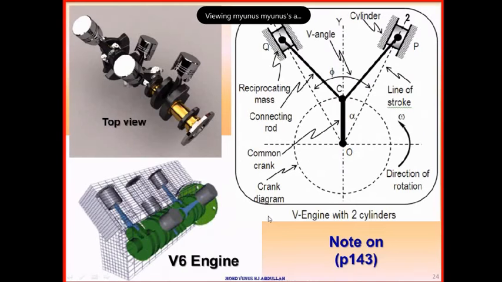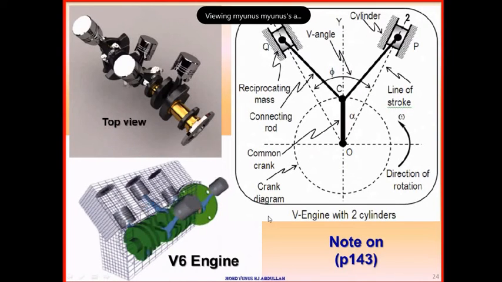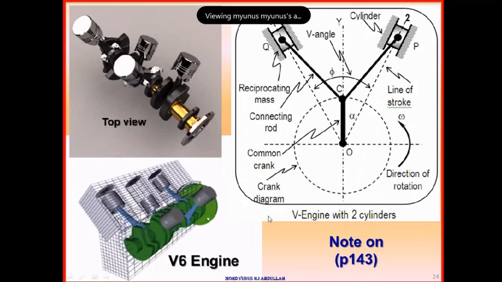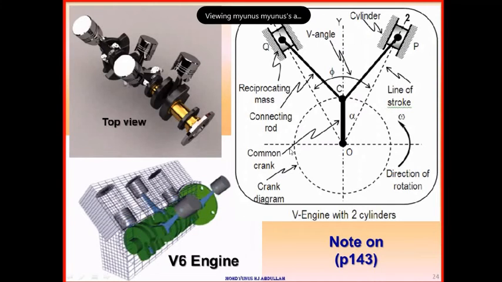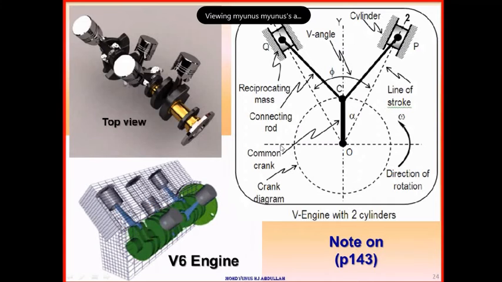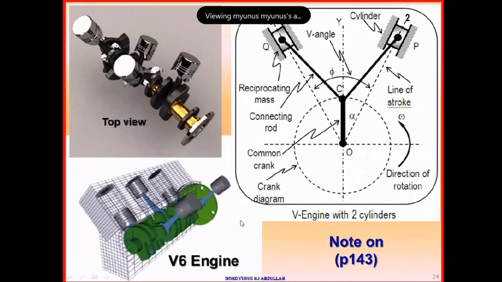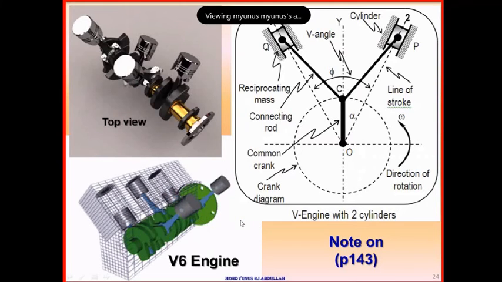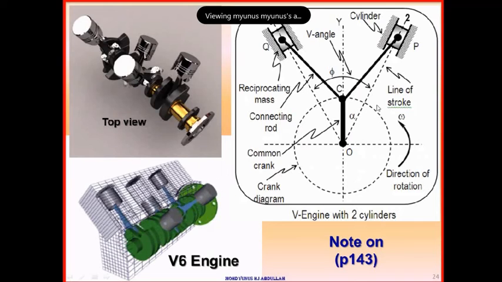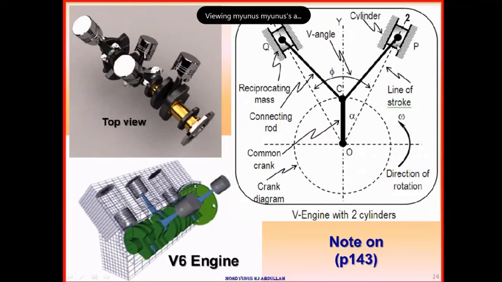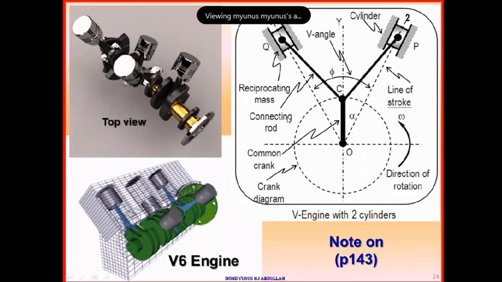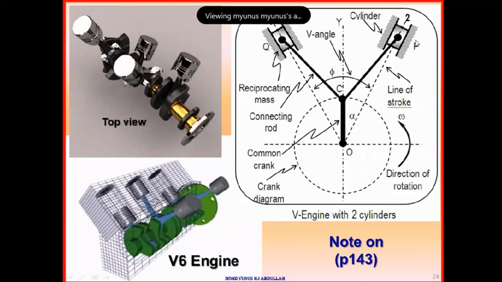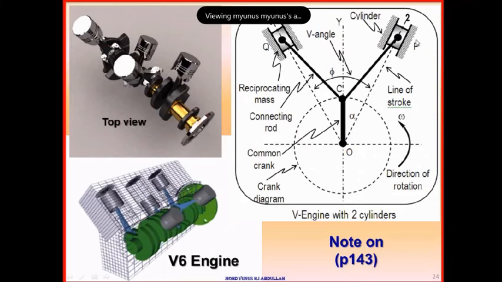Okay, the V engine. The engine has many banks. Let's say this one is a V6. The pistons and connecting rods are identical, so you bring out only one bank with 2 cylinders. Bank number 1 carries cylinders number 1 and 2, bank number 2 carries cylinders 3 and 4, and bank number 3 carries cylinders 5 and 6.